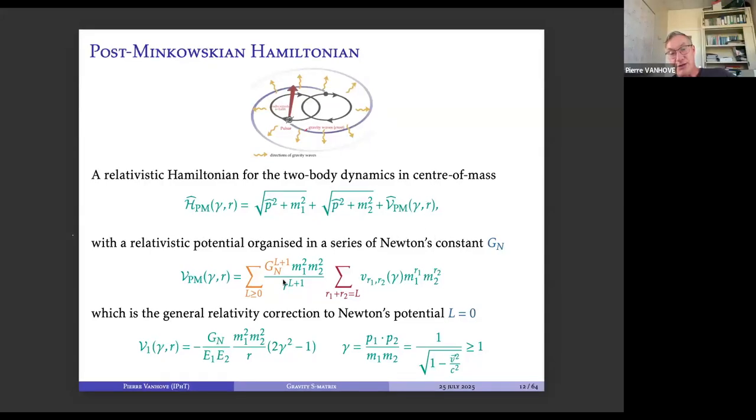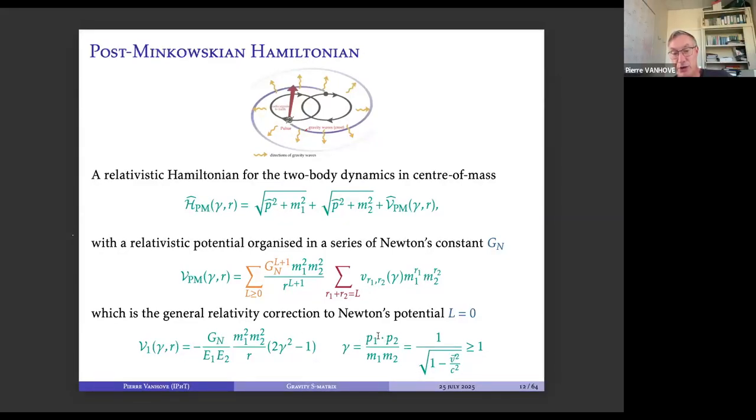Now, this potential: the first order of the potential is G Newton divided by R. So this is the Newton's potential between two massive particles. In the static case, when the two objects don't move, the factor gamma is 1. So 2 gamma squared minus 1 is 1. So you get minus G Newton m1 m2 divided by r. So this is the energy of the particle. These factors are just the mass. So in fact, this is the relativistic generalization of Newton's potential.